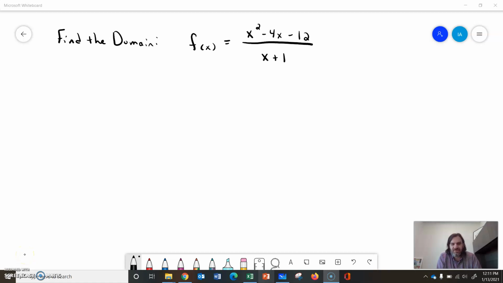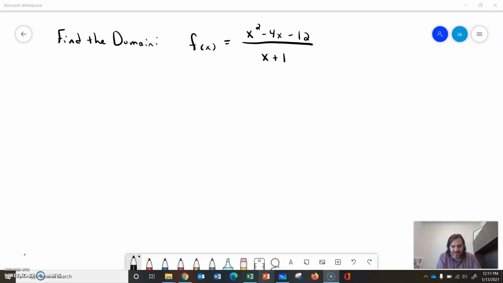Hey, we're going to try and find the domain of this function. The function is f of x equal to a big fraction. The numerator is x squared minus 4x minus 12. The denominator is x plus 1.